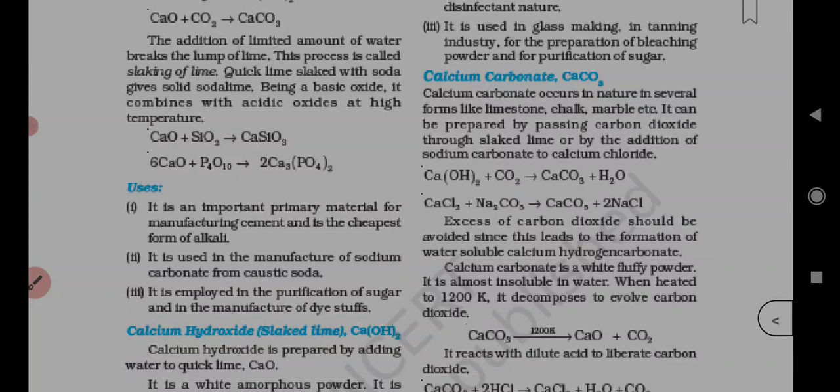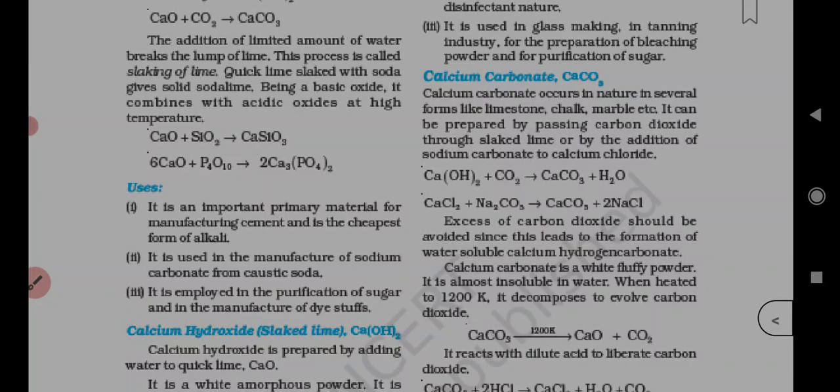White in color. So how do we remember all these uses? Then again we have to remember the uses of calcium hydroxide, calcium carbonate and calcium sulfate, and we get confused. So remember one thing: calcium oxide is white and an amorphous solid. Another thing is, from calcium oxide you can prepare calcium hydroxide, and from calcium hydroxide you can prepare other compounds.